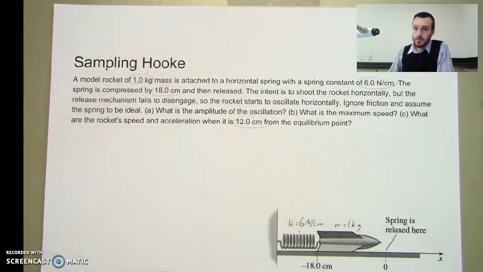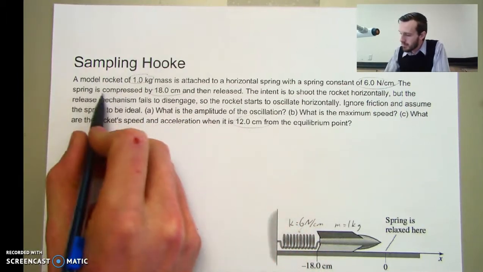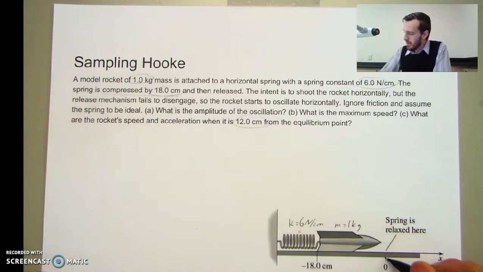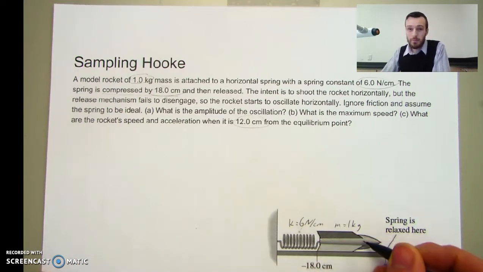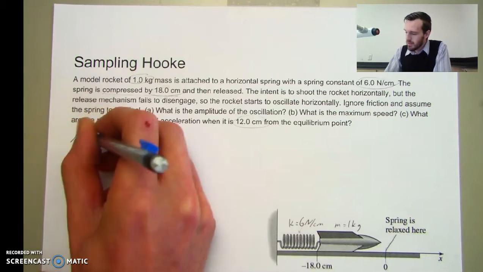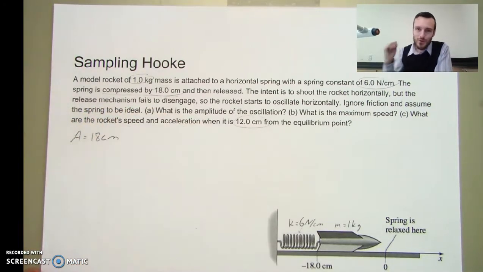All right, so first some definitions. Amplitude in simple harmonic motion is simply the distance that you are displaced from the equilibrium or rest position. It tells us the spring is compressed by 18 centimeters, and since our diagram shows that we're relaxed right here, our amplitude for this problem is going to be 18 centimeters. So we already solved part A. It's really easy. The amplitude is 18 centimeters. You just have to know the definition of amplitude is the displacement from equilibrium.